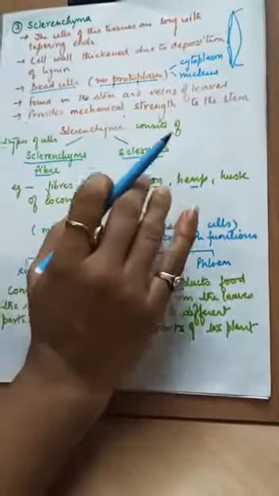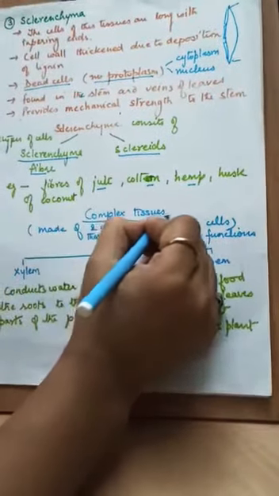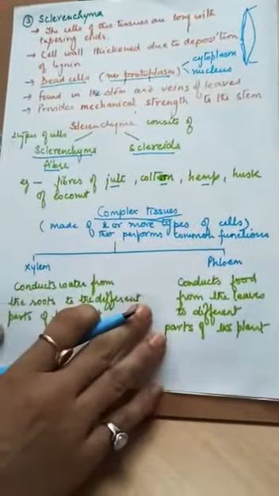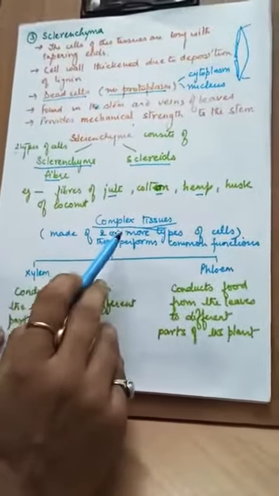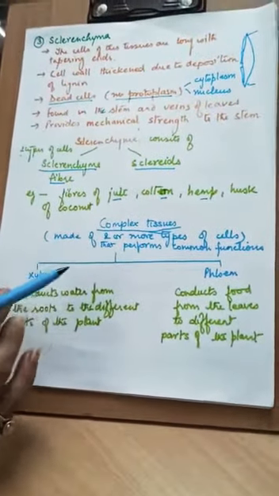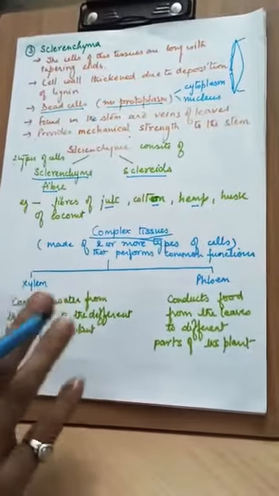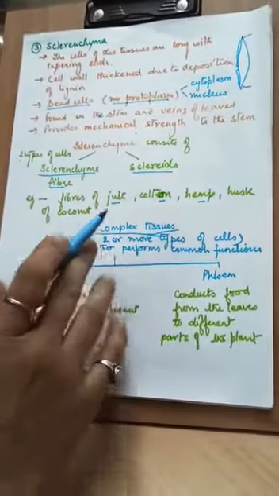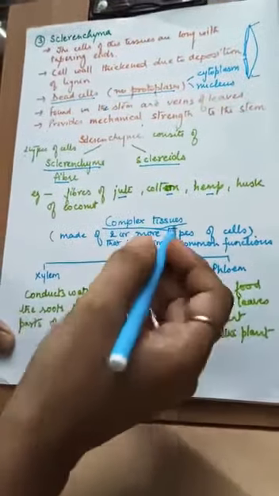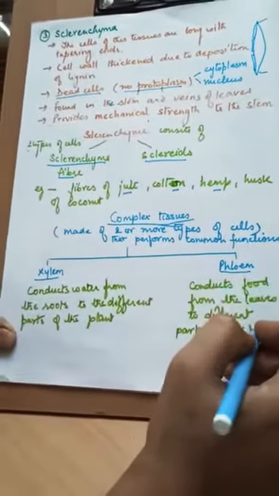After completing the supporting tissues, we come to the second type, the complex tissues. We have studied the simple permanent tissue. Now coming on to the complex tissues. The complex tissues are made up of two or more types of cells. So in the previous part we have studied that all the parenchyma cells were similar, collenchyma cells were similar, sclerenchyma cells were similar, but complex tissues are made up of different types of cells that perform a common function. We have two types of complex tissue. One is xylem and the other one is phloem.